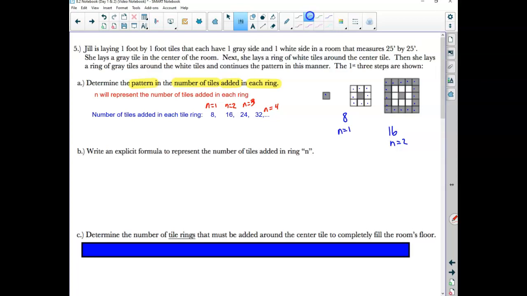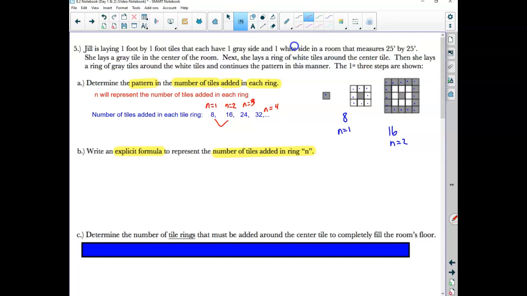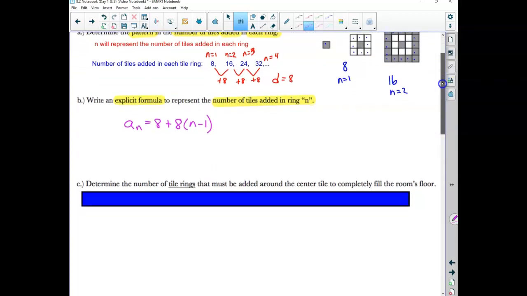Well, because we want to write an explicit formula. We're writing an explicit formula to represent the number of tiles added in the nth ring. Well, because when I look at this, I can see, well, I'm going plus 8. I'm going plus 8. I'm going plus 8. So d equals 8. So my nth ring is going to have 8 plus 8 times n minus 1. There's my explicit formula for the number of tiles added in a ring. Okay, well, that wasn't too bad.